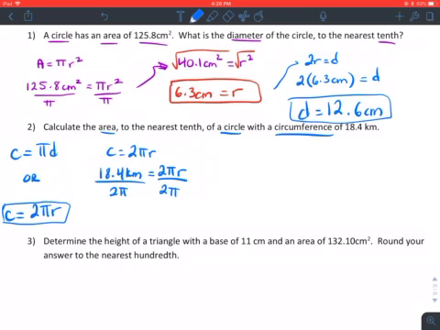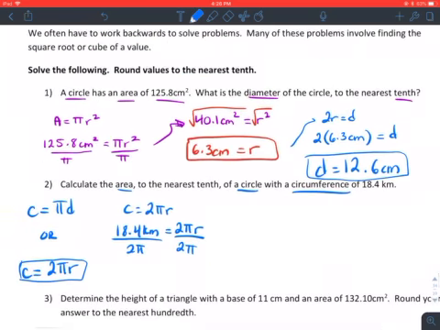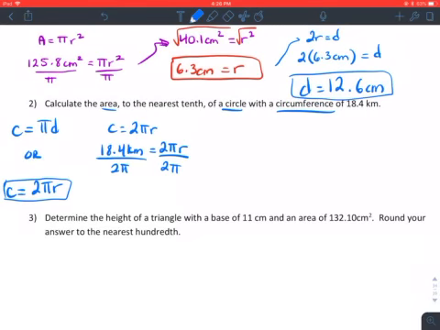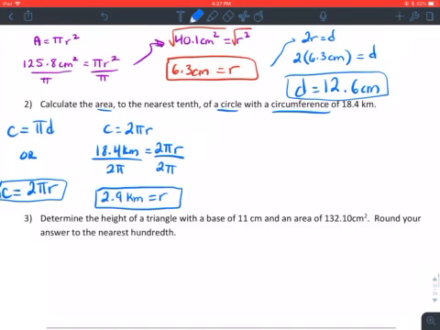So 18.4 divided by 2 pi, and our radius is going to be 2.9 kilometers in length. Okay, once I have that radius, we're not totally done. We have to use it in our area formula to answer the questions. We are asked for the area, we have to use that radius to get it.